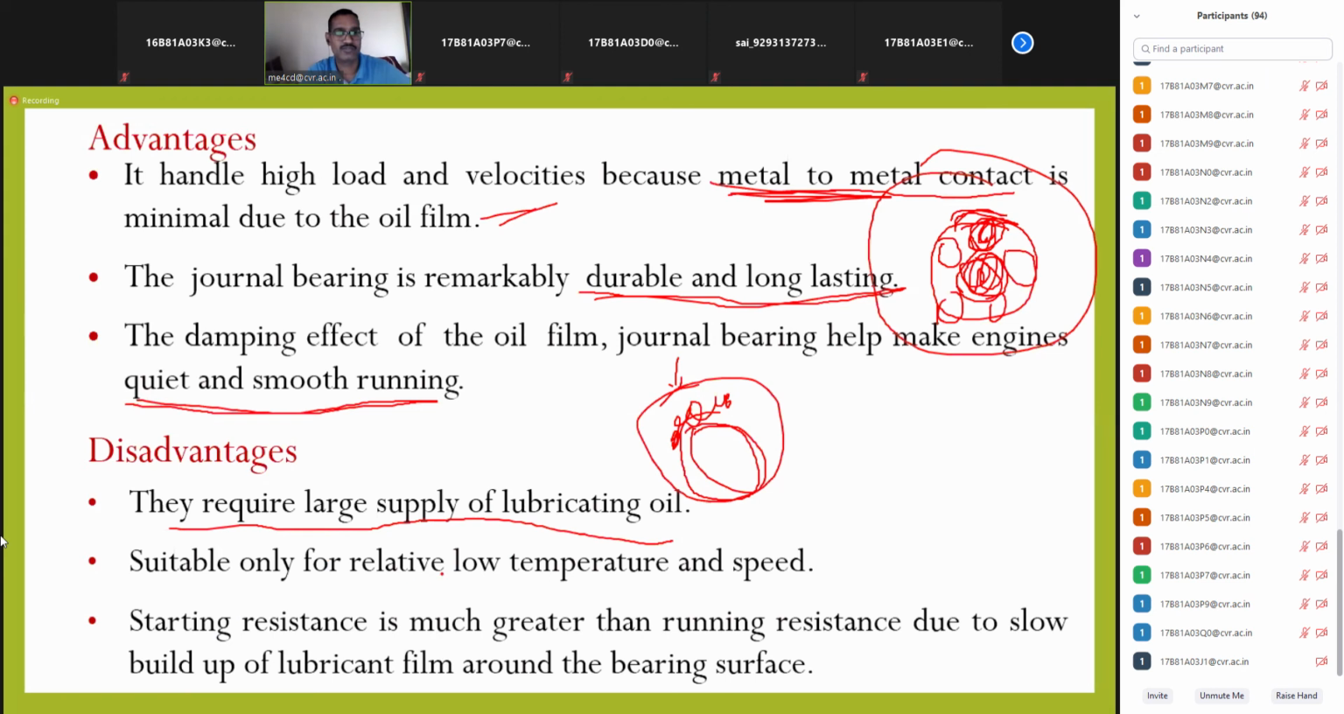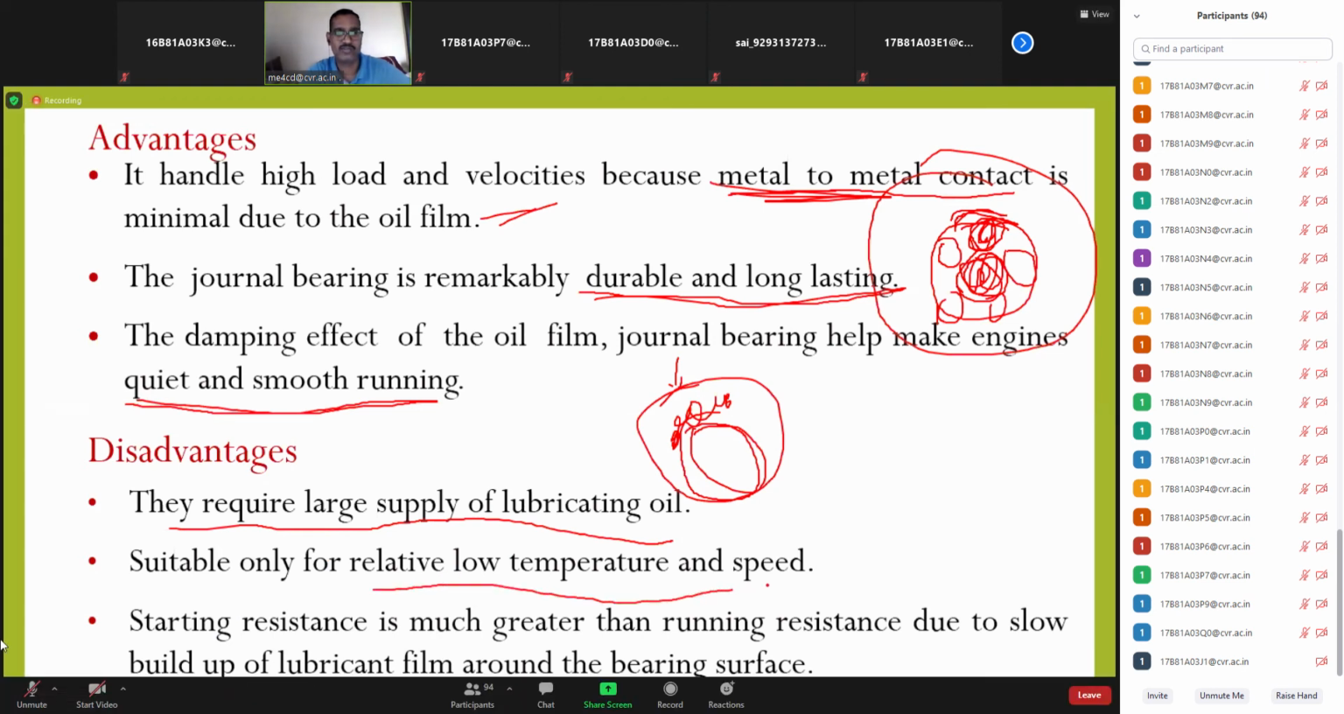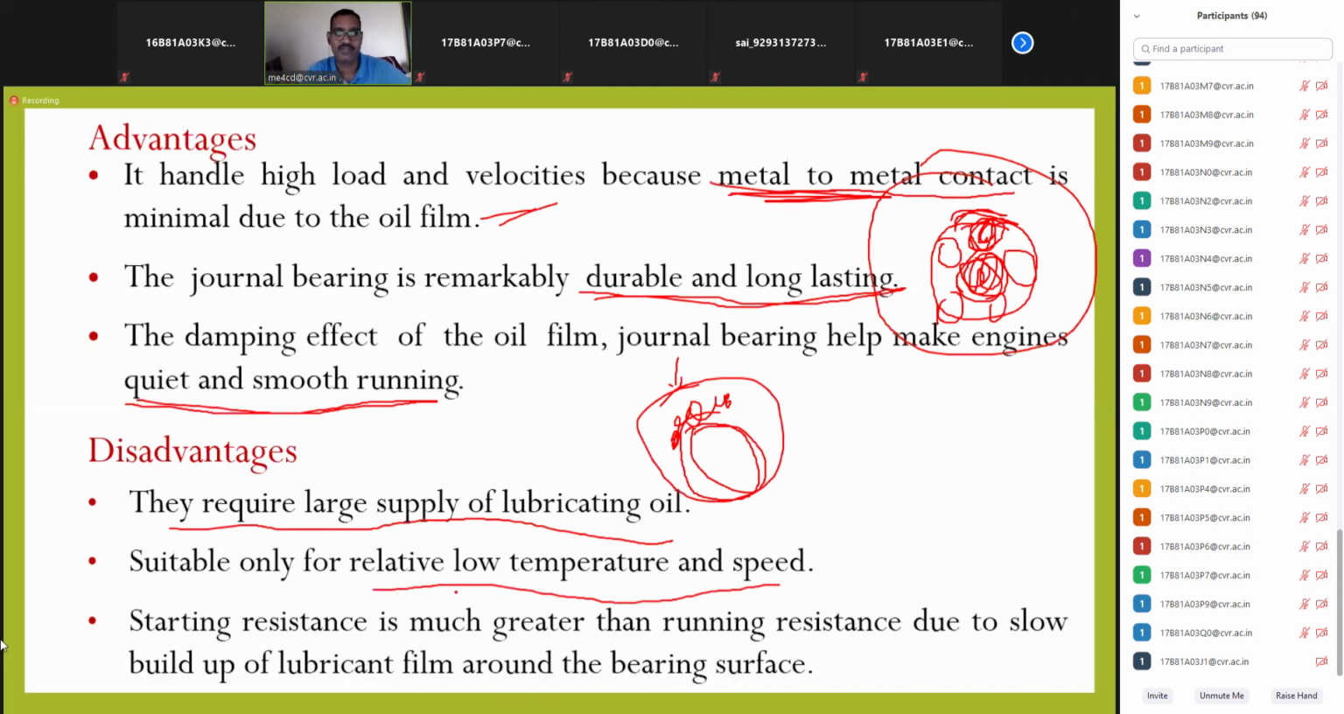So it is suitable only for relatively low temperature and speed. Why are we taking only low temperature? Because if the temperature is more, then the oil film thickness will be lost. That means whenever the temperature is rising, the oil will lose its viscosity. When it loses its viscosity, the friction will be developed. If the friction is developed, there will not be a smooth running of the component, right?